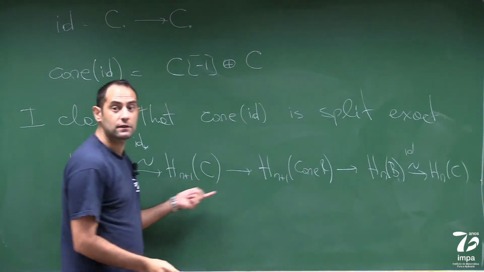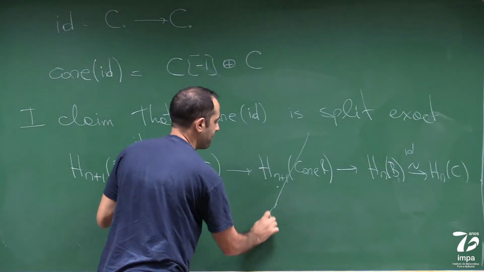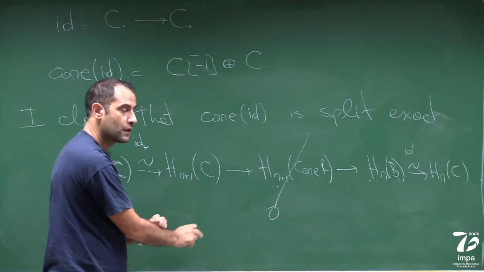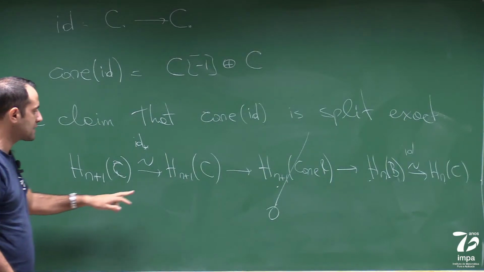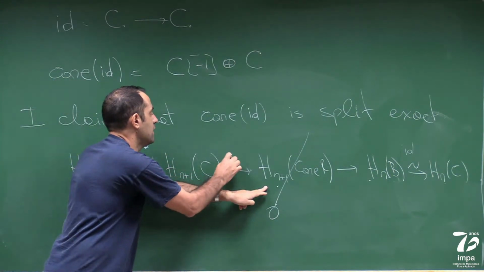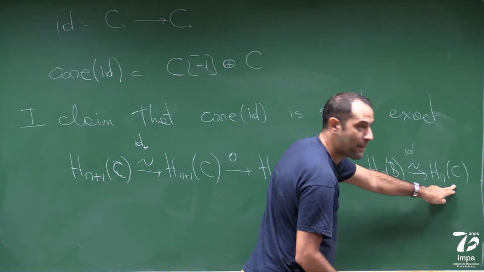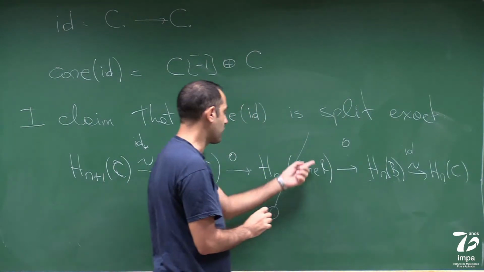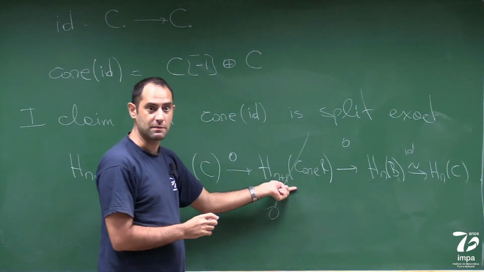And this sequence is exact. This is a long exact sequence. So if these two are isomorphic, this has to be 0. In other words, the kernel of this map is the image of this map. Therefore, this map here is 0. And here, the kernel of this map has to be the image of this map. Therefore, this map here is 0. And that forces the whole group here to be 0 because the kernel of this map is the image of this map.